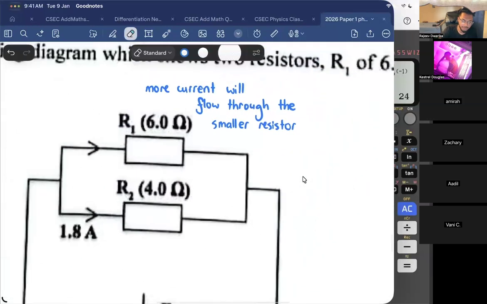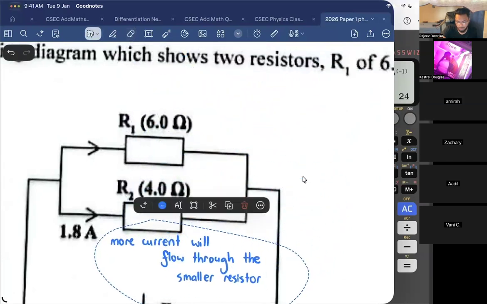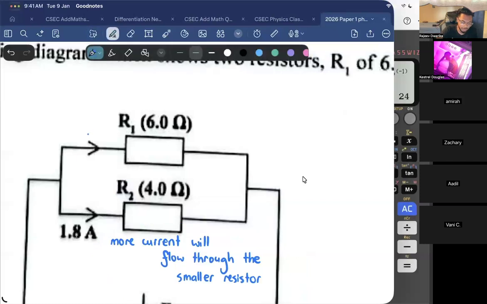So here, which one is the smaller resistor? R2. And 1.8 amps is flowing through R2. Do you think more current is flowing through R1 or less current is flowing through R1? Less. Therefore, the current here needs to be what? More than 1.8 or less than 1.8? More than 1.8. Take all the time.